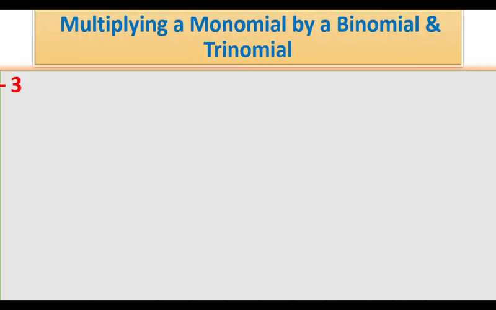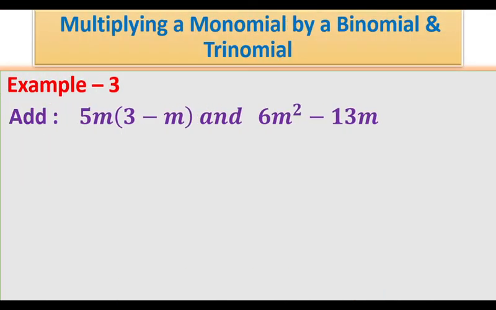Example 3. Add 5m into 3 minus m and 6m squared minus 13m. So this is the combination of multiplication and addition. How is it? Because you see here this expression 5m into 3 minus m is not in the simplified form. So once it is simplified, then only it will be easier to add.